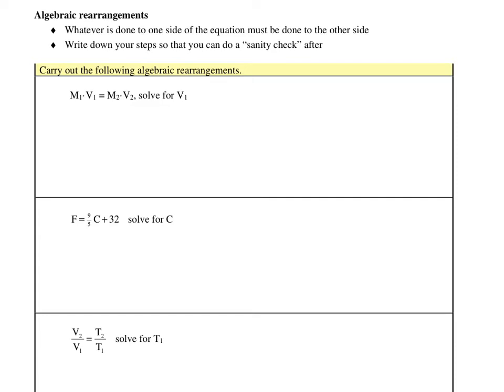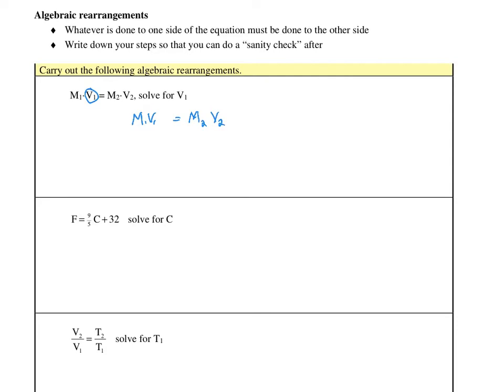All right, a quick algebra review. The general protocol is whatever's done to one side of the equation, you have to do to the other side of the equation. In this first problem, we're asked to solve for V1. So we have M1 V1 is equal to M2 V2 to start.